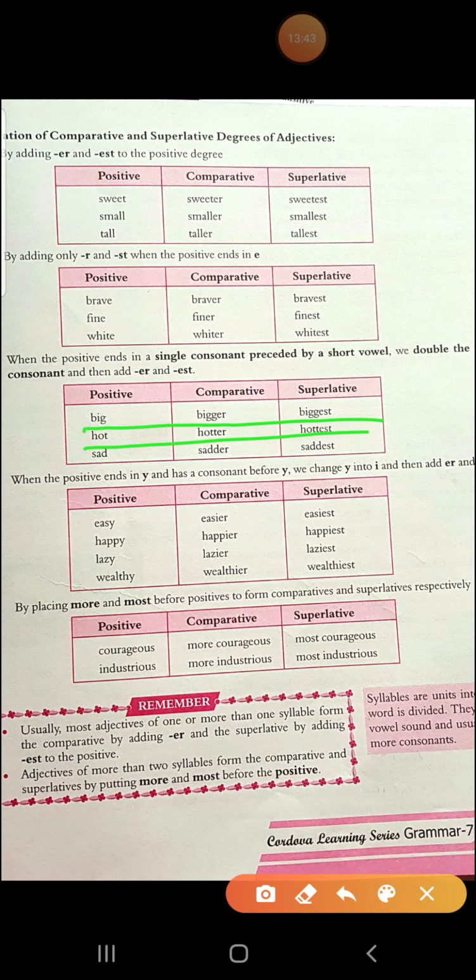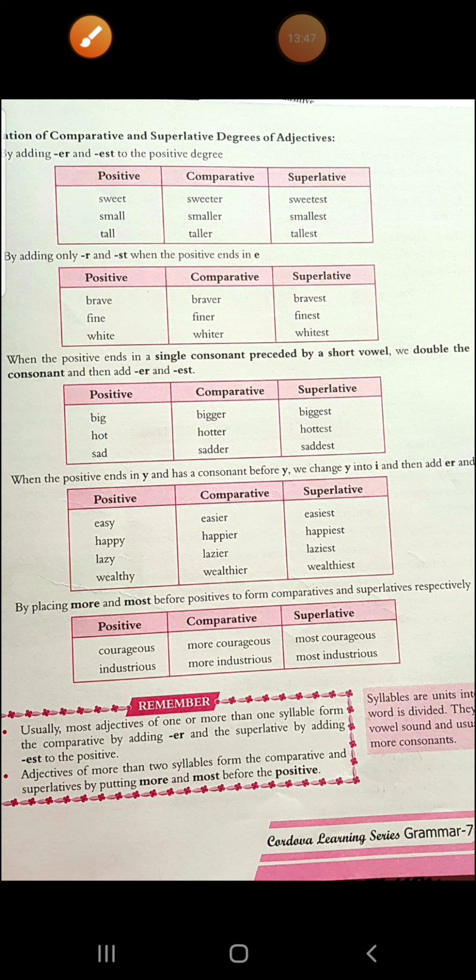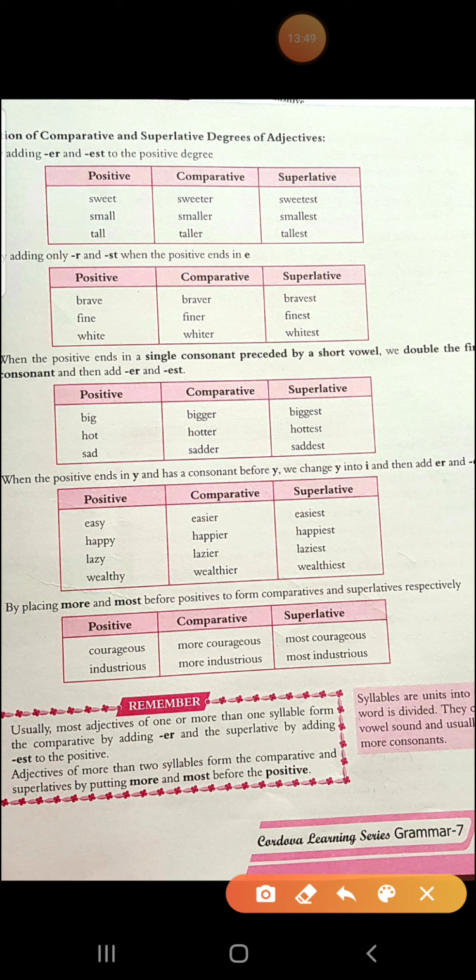Hot becomes hotter, hottest. Sad becomes sadder, saddest. Then see, when the positive ends in Y and has a consonant before Y, we change Y into I and then we add ER and EST. See, it is ending with Y, and before it, can you find a consonant? S, P, Z and H.